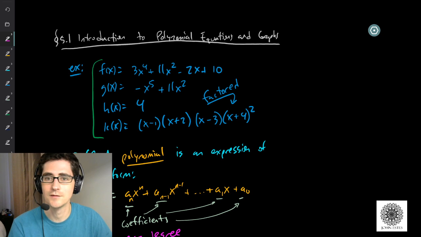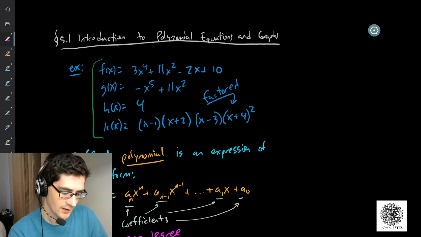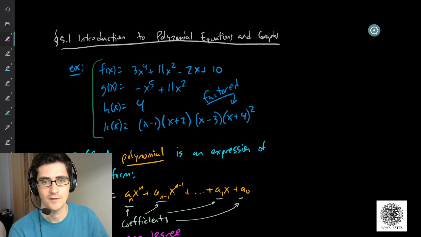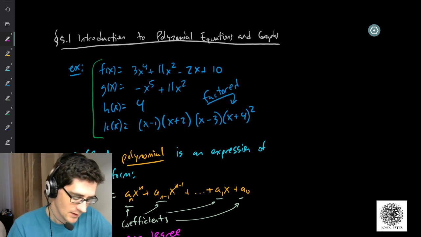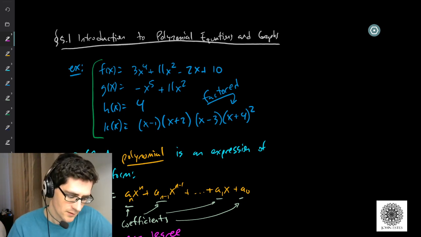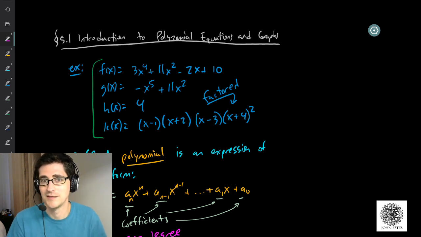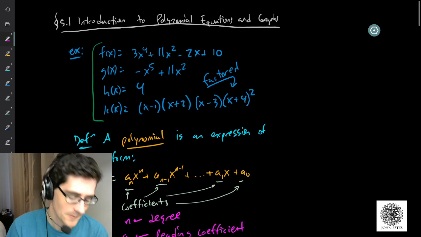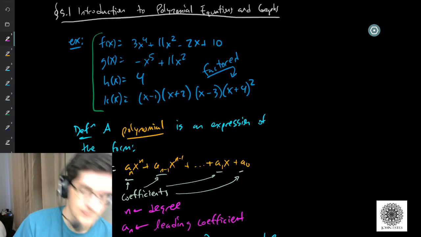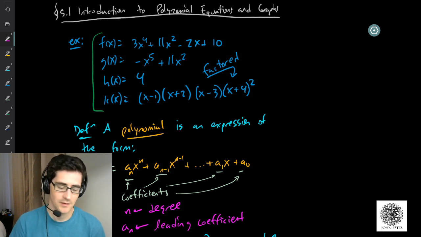What that means is just a bunch of terms added together where we have x to some positive exponent or a constant. For example, f of x, 3x to the fourth plus 11x squared minus 2x plus 10, is a polynomial because it's just a bunch of terms added together with positive exponents. And then my constant here, h of x, is one that maybe you don't think about much, but it is a polynomial. h of x equals 4. A constant is a polynomial, so we're okay with that.